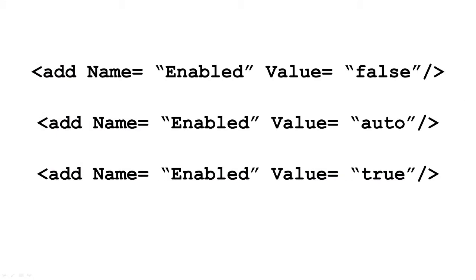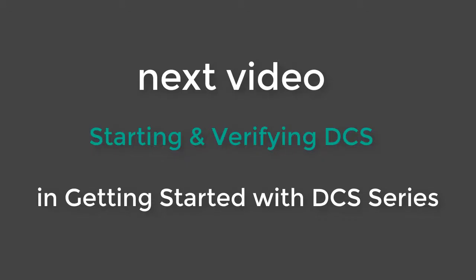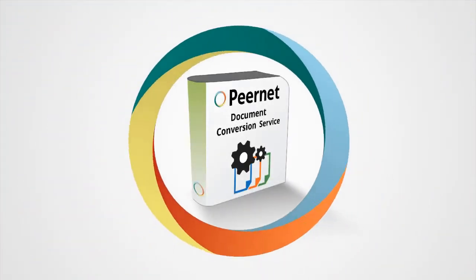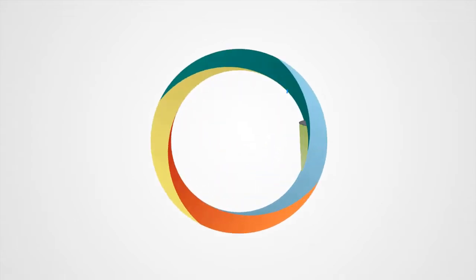It's important to remember that we could have changed the settings from false back to auto. But auto means that if the application required to convert the document is not operational or present on the system, DCS will start up without supporting this conversion. By setting it to true, we're telling DCS not to start if support for this conversion is not present on the system. Continue to the next tutorial in the Getting Started series, starting and verifying DCS, to start running DCS and ensure that it is operating correctly.